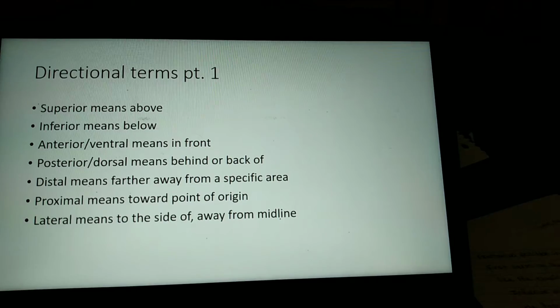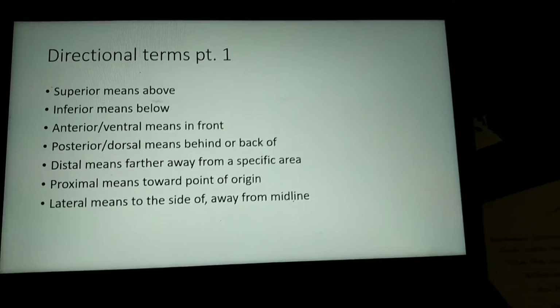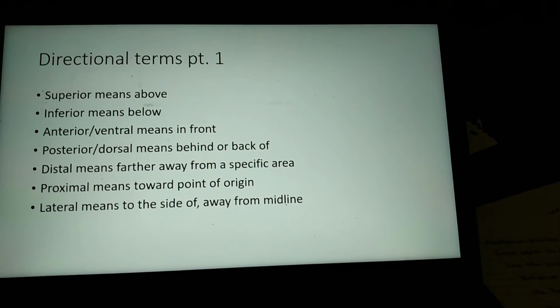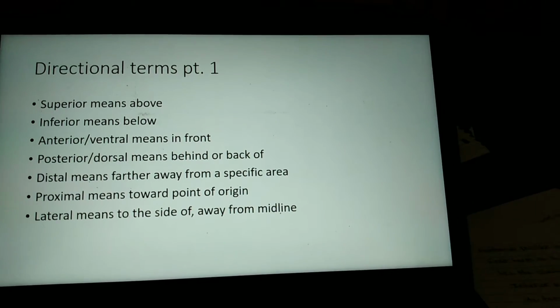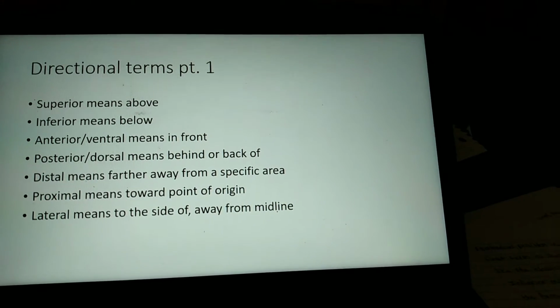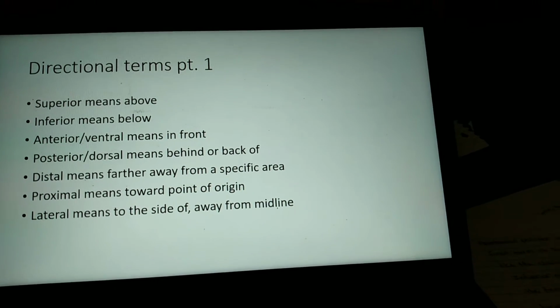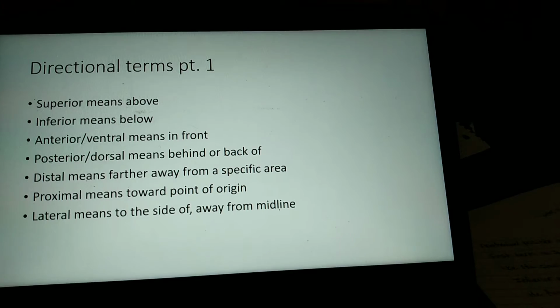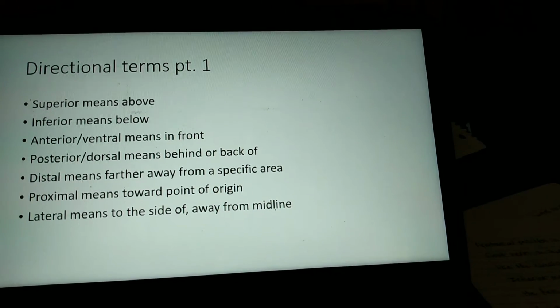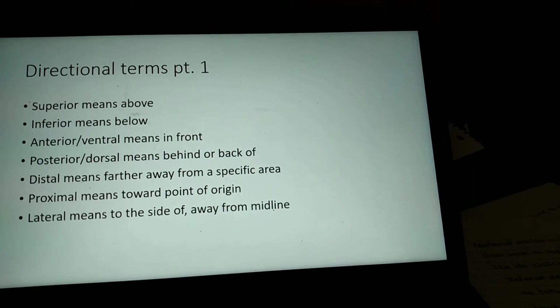Posterior or dorsal means behind or back of. The spine is posterior to the ribs. Distal means further away from a specific area. The hand is distal to the shoulder. Proximal means toward the point of origin. The elbow is proximal to the wrist.